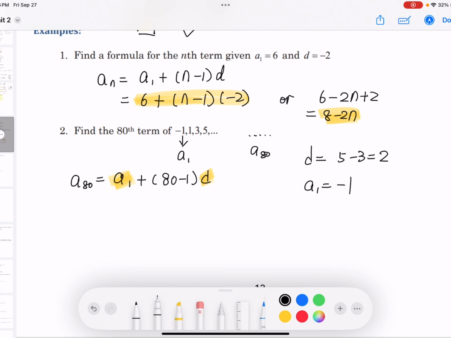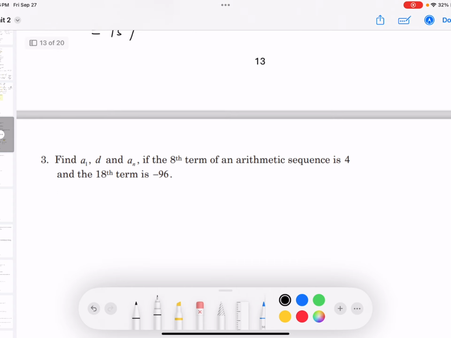So let's plug them into my formula, which is -1 plus 80 minus 1, which is 79, times d. d is positive 2. So we have -1 plus, this is 158. So it is positive 157. Okay, let's see the next example.